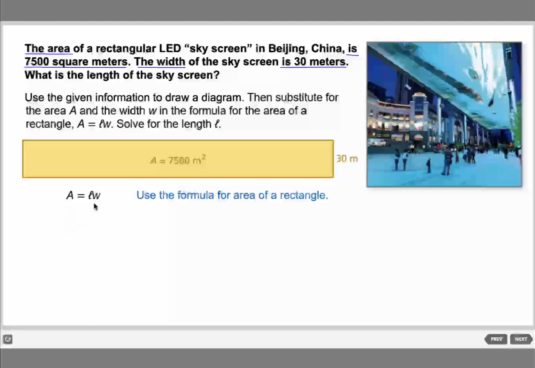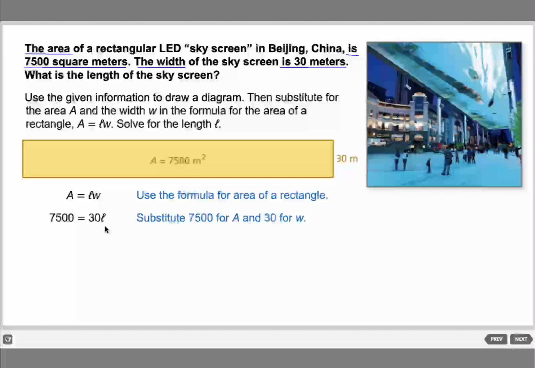And do you have L? Do you have the length? No. Do you have the width? What is the 30 here? 30 meters. Yes, we have it. The 30 is the width. So substitute 7,500 for A and 30 for W. So it will be 7,500 equals 30 multiplied by L, or 30L.